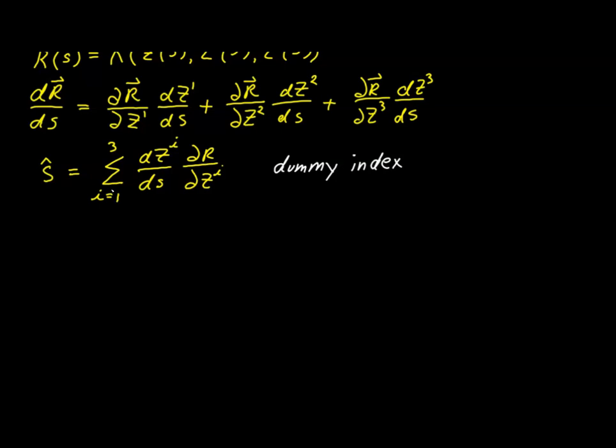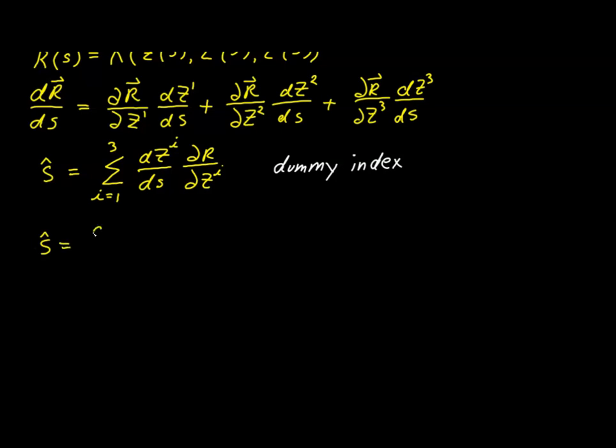He recognized that every time this sort of thing occurred, he'd always get an index in the upper position and the lower position. There was always a pair of indexes, and it was always summed over the dimension of the space. So he proposed, and everyone uses this convention now, to just omit the summation sign. So we would now represent this expression this way.